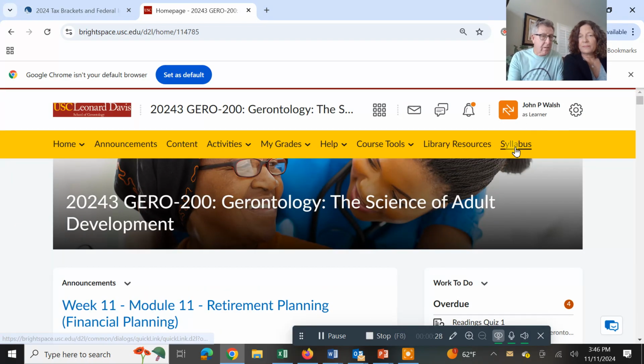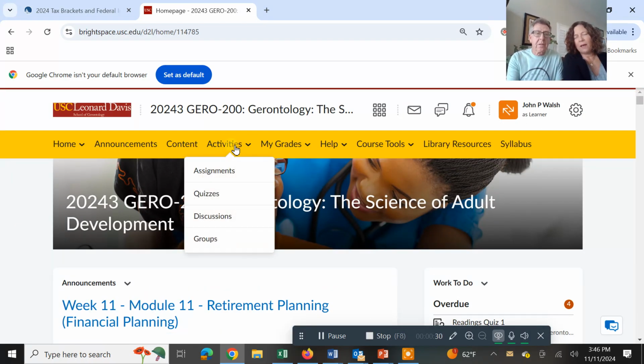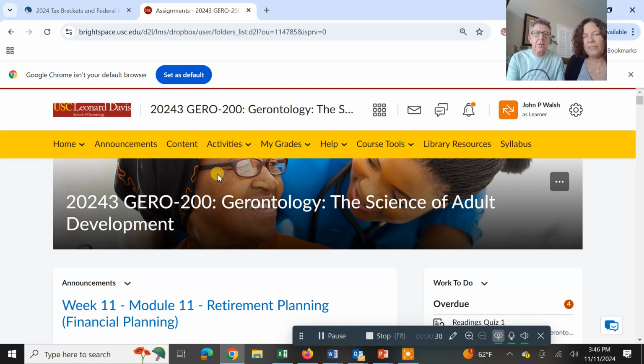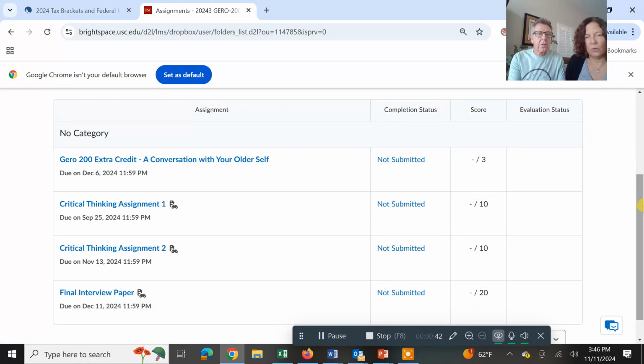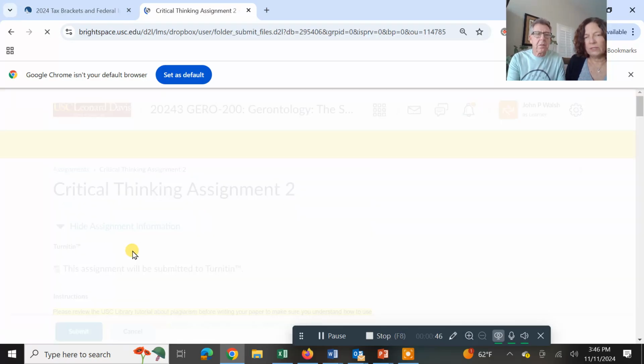So we've reminded you about the CT coming up. Okay. Do you want to go straight into that? Yeah, so the best way to get to the directions or to turn it in is to go to the nav bar, click on activities, click on assignments, and then scroll down until you get to CT2. There it is. Click on that, and that'll give you the directions.